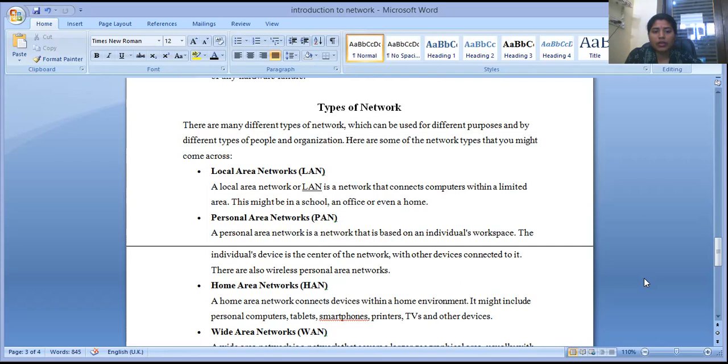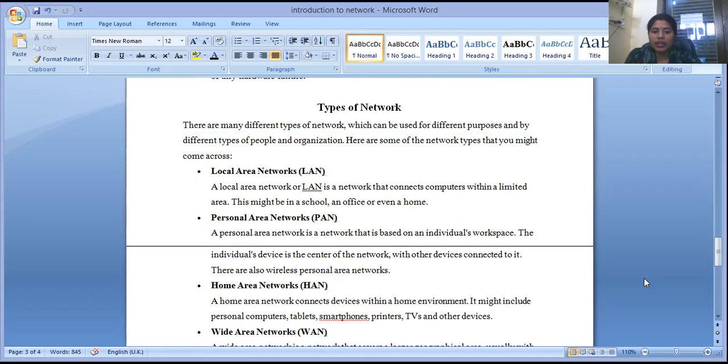First is the local area network. A local area network is a network that connects computers within a limited area. This might be in a school, college, office, or at home. So this type of connection is known as a local area network.